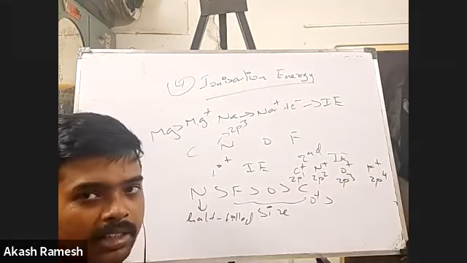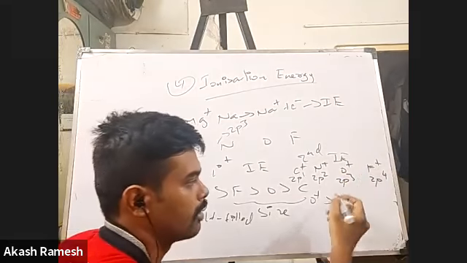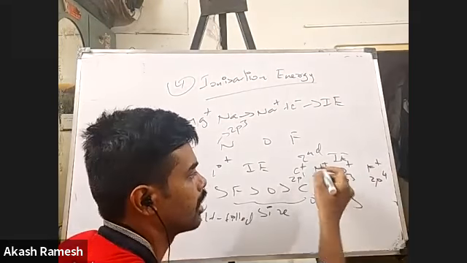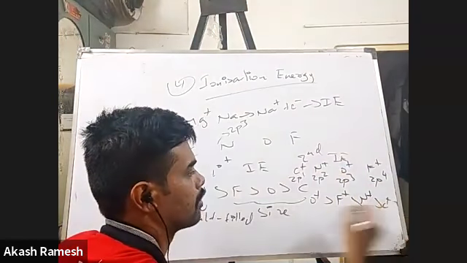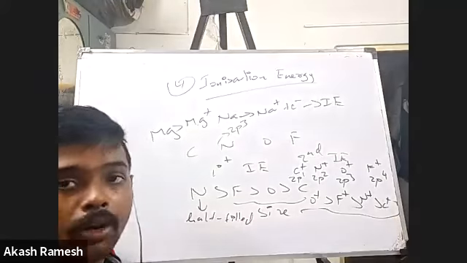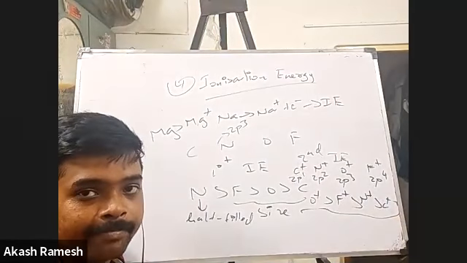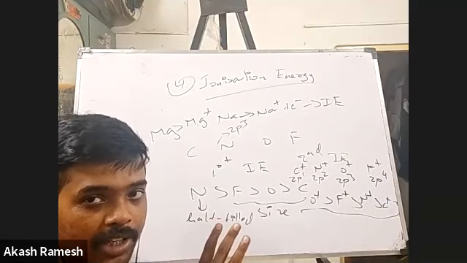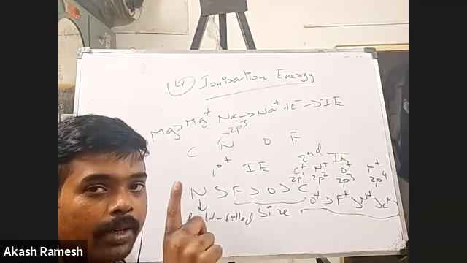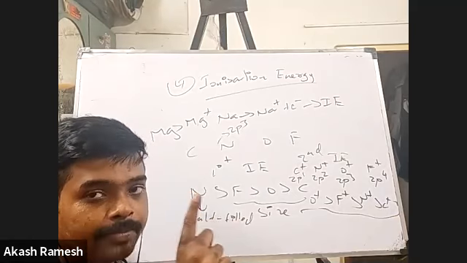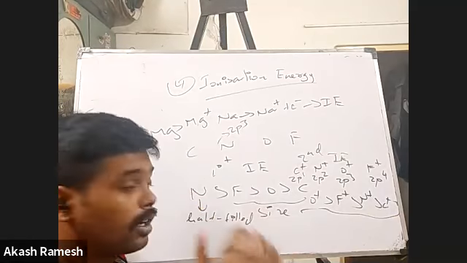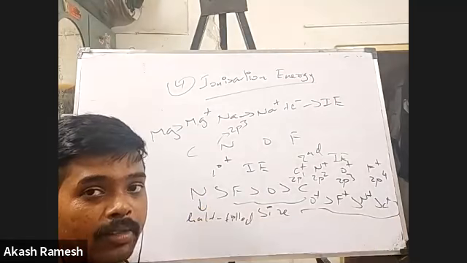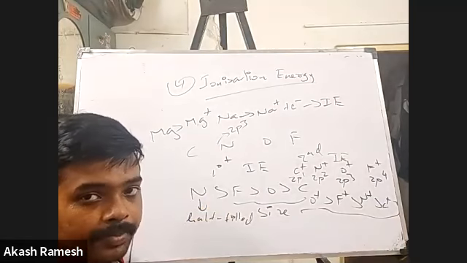Then I have to go for size. There is no other go. So obviously, fluorine will have the least size. Then comes nitrogen. Then comes carbon. Yes, this would have been the answer. Right, guys? Everybody understood what is happening here in case of ionization energy? The first priority has to be given to the half-filled or fully filled stability. Then the next priority has to be given to the size.